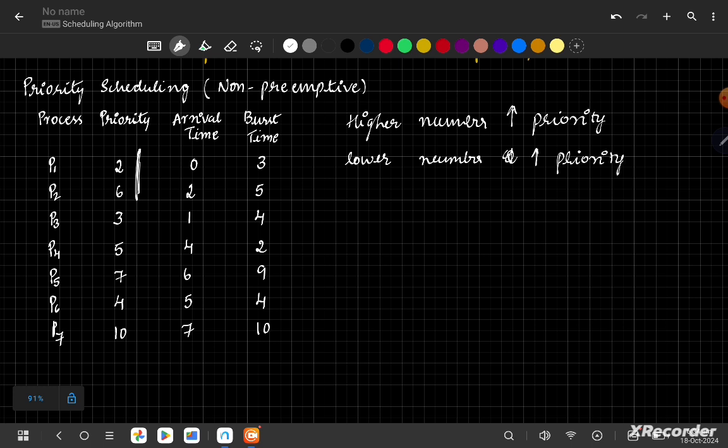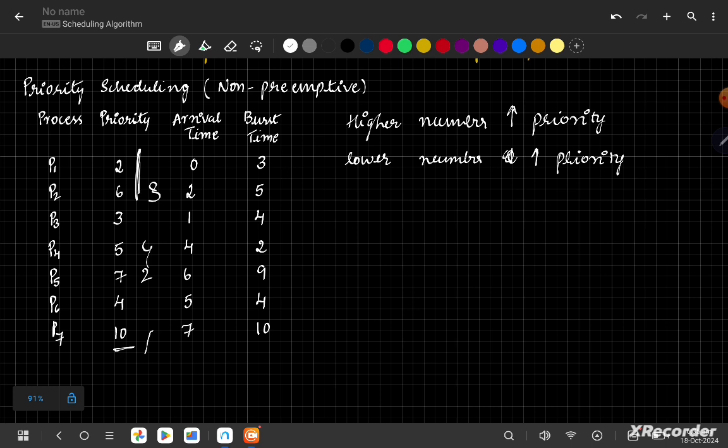Now if you see which is the highest number here, 10 is the highest number, so whichever has the highest number will have the highest priority. So 10 will have the first priority, 7 will have the second priority, 6 will have the third priority, 5 will have the fourth priority, like this. Higher the number, higher the priority.